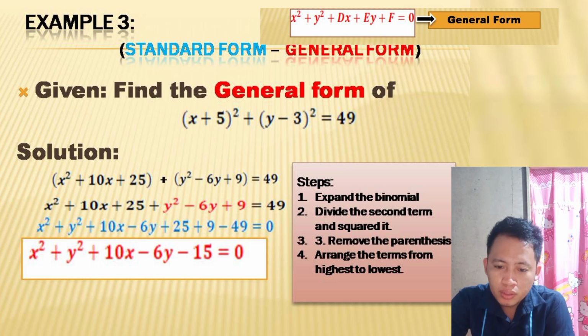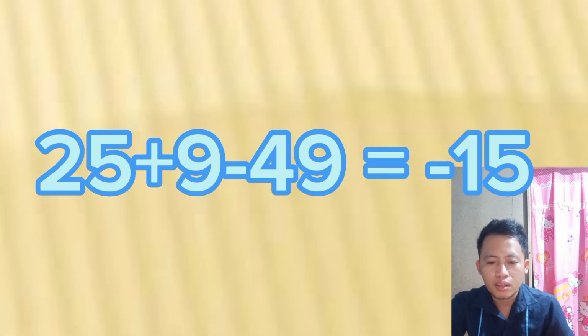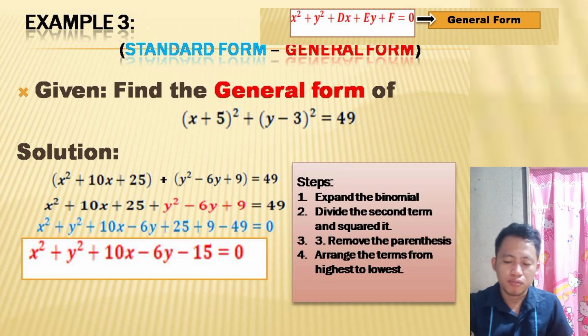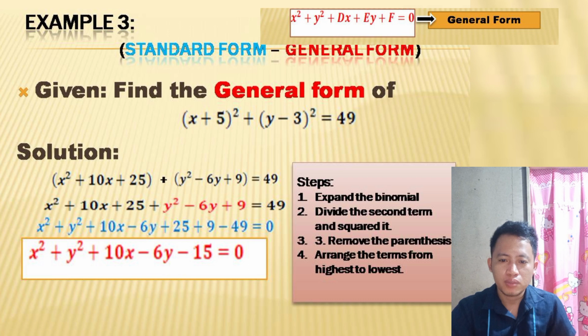What is 25 plus 9 minus 49? So input it to your calculator, and therefore we have our final answer: x squared plus y squared plus 10x minus 6y minus 15 equals 0, which is the general form. This time we'll proceed to example number 4.